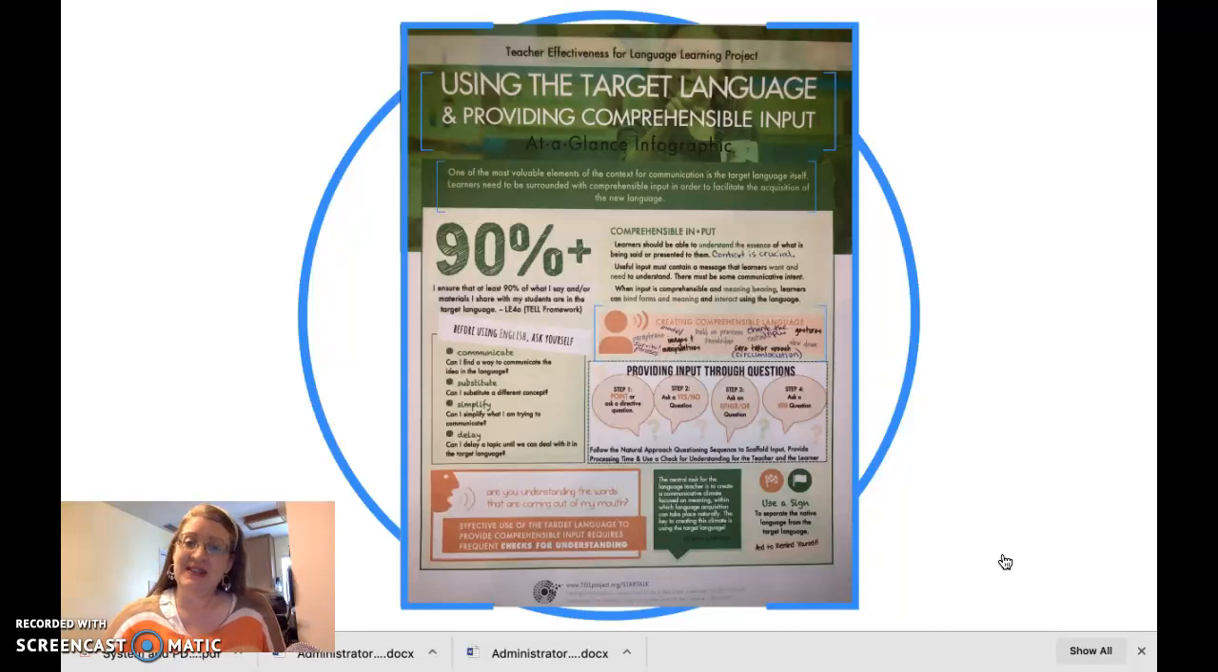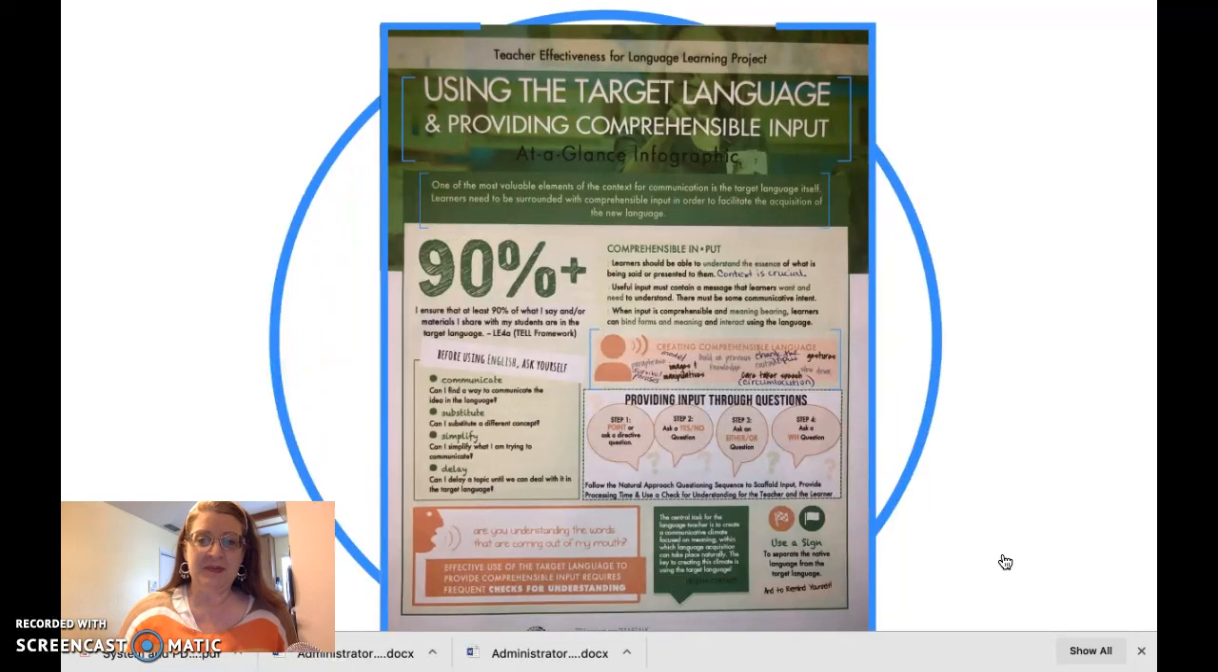One of them is this infographic, which is actually based on an overview article by Helena Curtin on using the target language and strategies for providing comprehensible input so that we can stay in the target language the majority of the time. So let's get started.